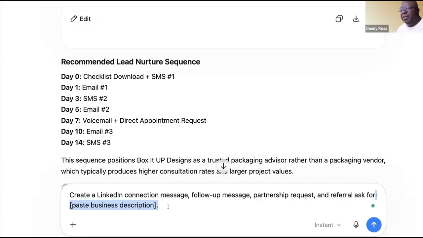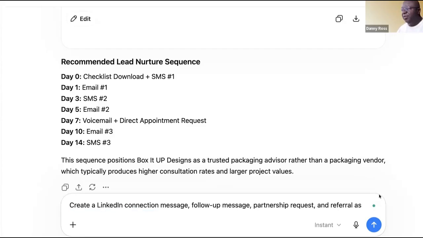All right, create a LinkedIn connection message, follow-up message, partnership request, and referral ask. Oh, and referral. Okay, yeah. It's business subscription. Yeah, we're not going to do that. We'll just say, and ask for business referral.